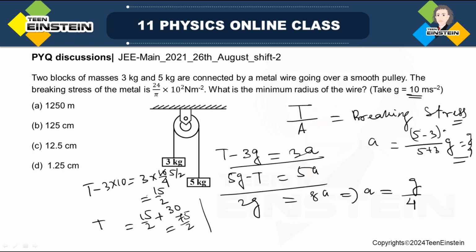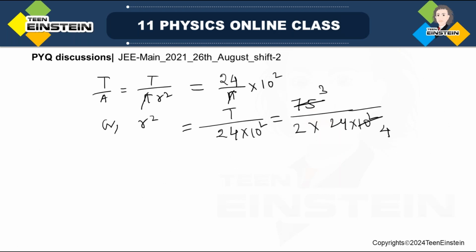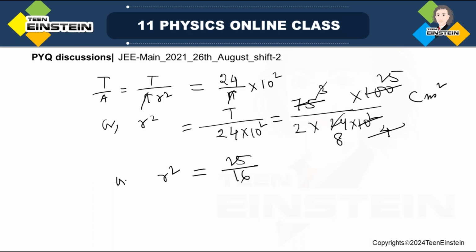I have been given options in centimeter, and here I'm doing in kg and meters. So let me do one thing, I'll just multiply 100 over here. So this will give you 25, and this will give you centimeter square. So what I get? I get 25 by 16, right? So this is r square. Then I get 5 by 4.